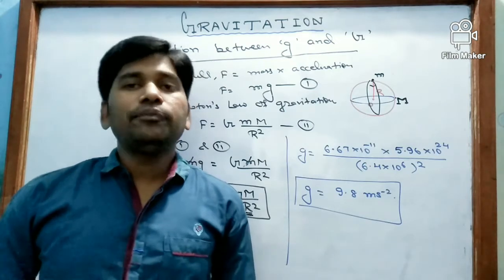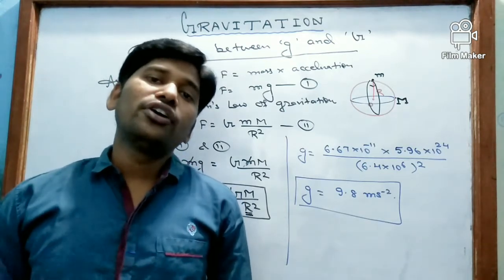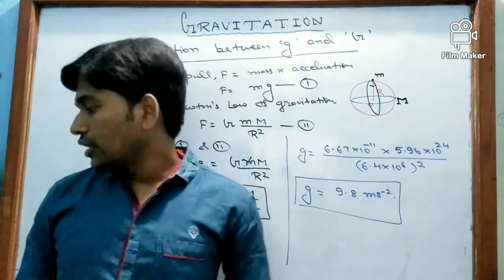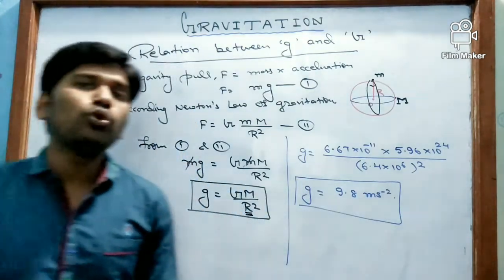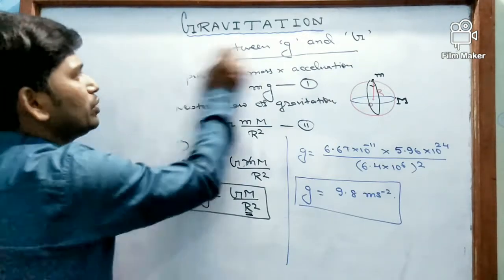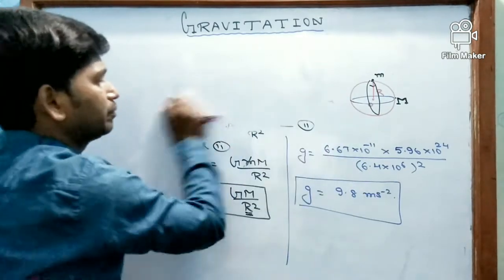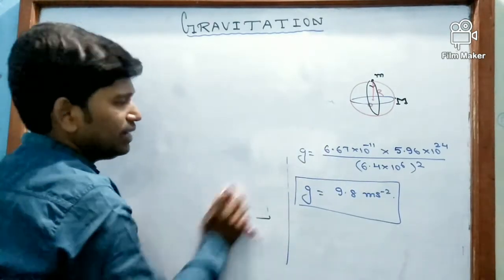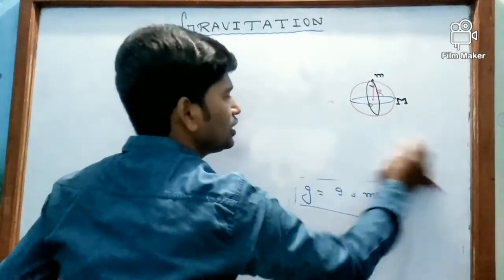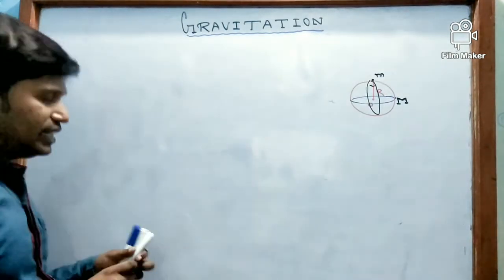Next, we can see certain equations for a freely falling body. We know that there are three equations of motion that we have seen. That can also be explained on the basis of gravity. So how can we represent that?